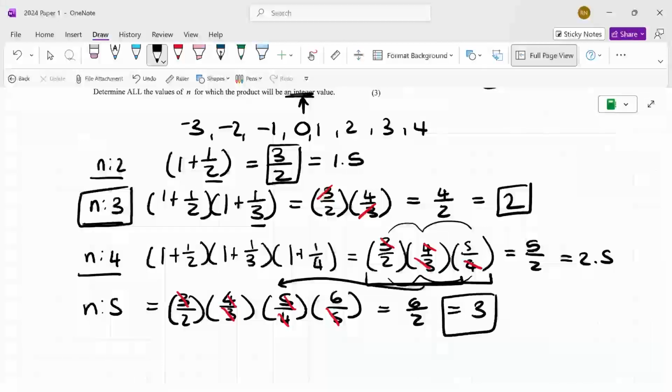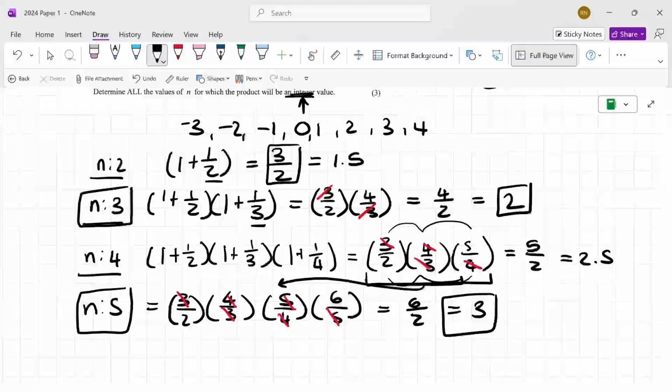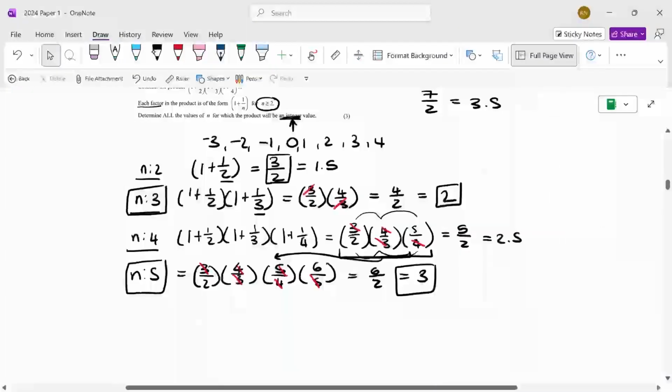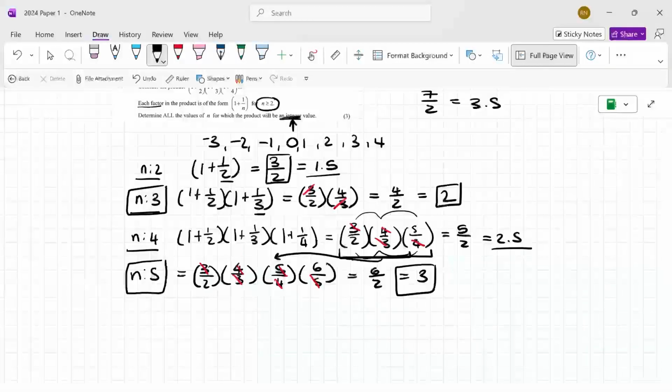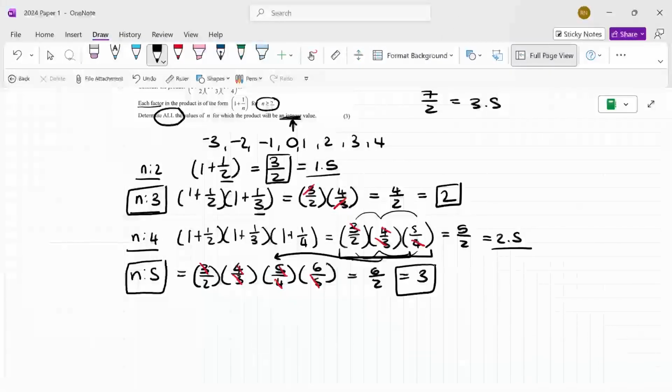So in n equals 5, I get a whole number. I'm seeing a pattern that when n is an even number, we get a decimal, or something that's not an integer. But when n equals something that's odd, then, since we're not just asking for one but for all of them, the product of all of them is going to be an integer, a whole number.